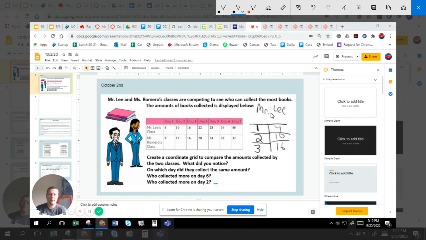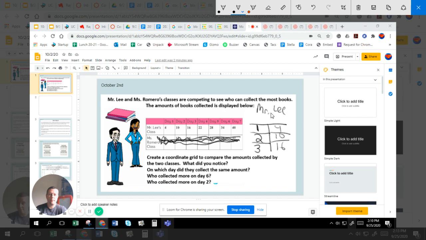So when we have these two patterns like this, we're comparing them not directly to each other, 4, 8, 10, 12, 16. No, what we're taking a look at is we've got to build our coordinate grid, and we're going to do one class at a time. So imagine Mr. Lee's, Miss Romero's class wasn't here, and we were just graphing this. That's what we did at first. We started off and we said, all right, this is what he did on the first day, on the second day, and the third day.